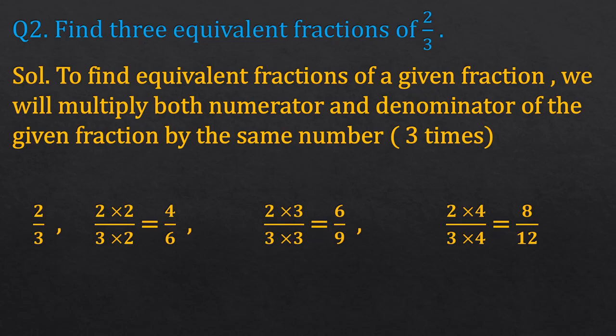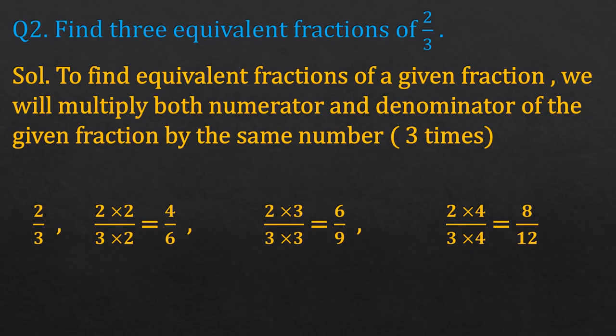See one more question. Find 3 equivalent fractions of 2 upon 3. It is not given to us what the numerator or the denominator will be. To find an equivalent fraction of a given fraction, we will multiply both numerator and denominator of the given fraction by the same number. As we want 3 equivalent fractions, we will follow this step 3 times.